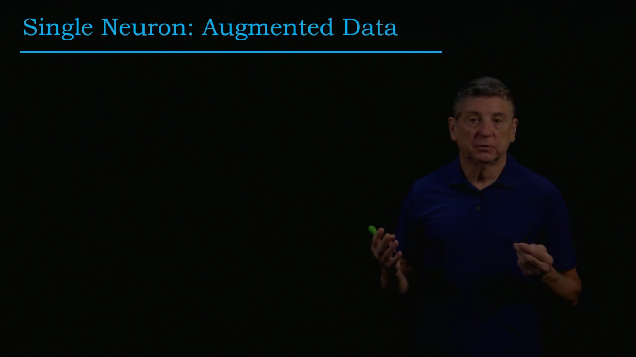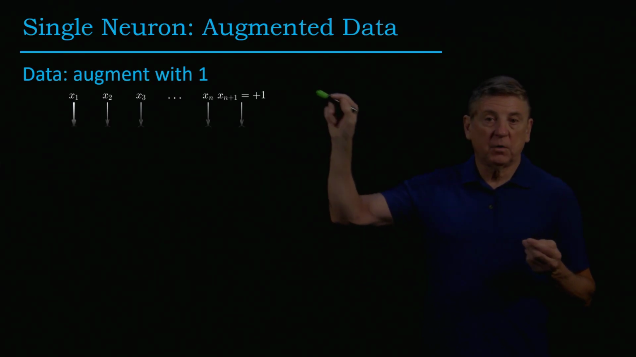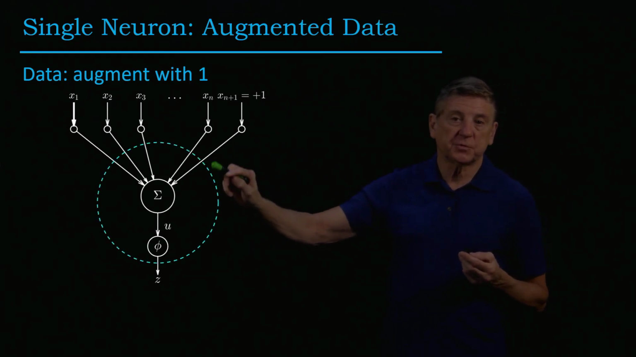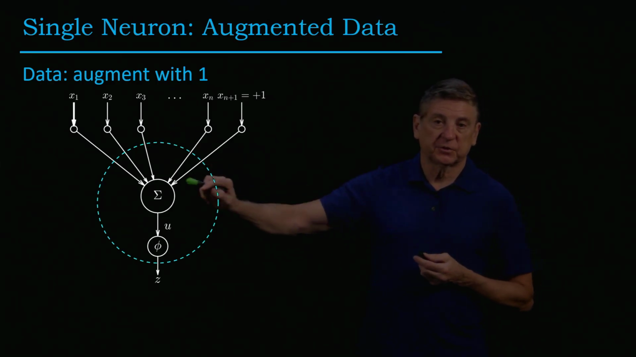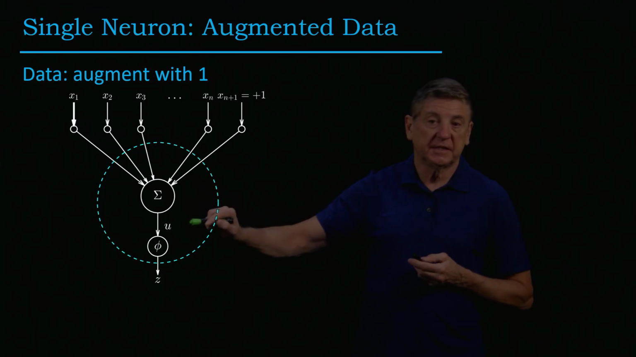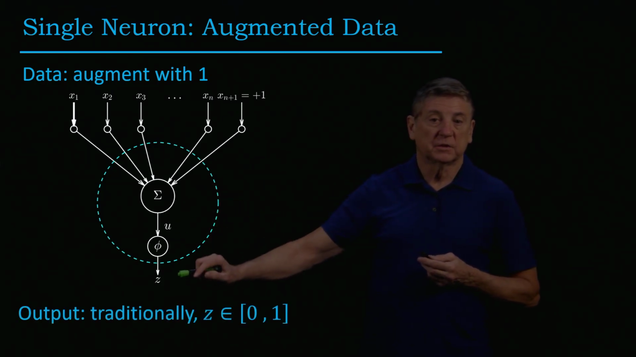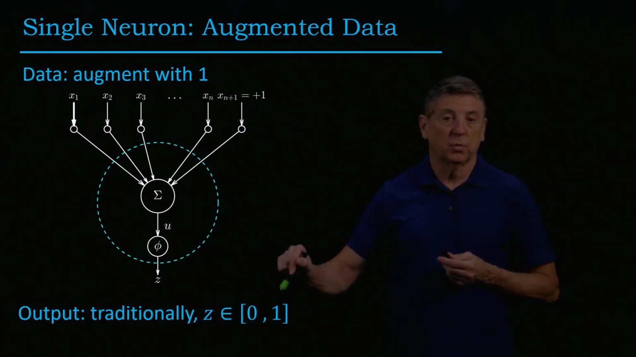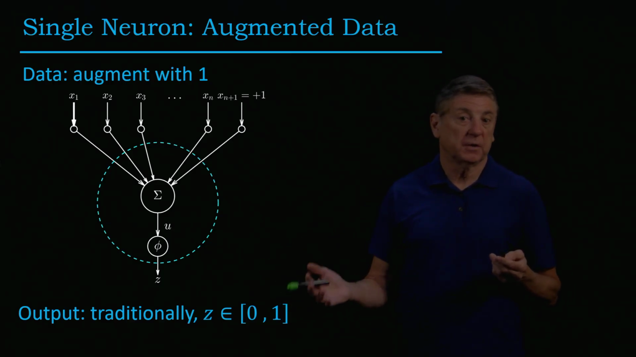So for a single neuron with augmented data, we augment it with 1, and now our flow is very similar, and sometimes we'll just represent this as a single circle, and inside that circle is happening the summation to get the linear response and then the activation function, and then the result is this output. And traditionally this output is in the range of 0 to 1. There are some methods that produce values that are outside of 0 and 1.